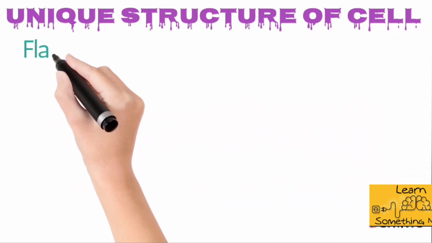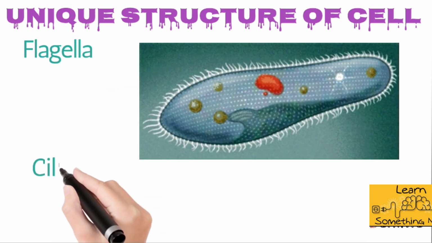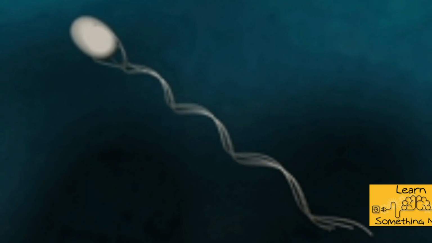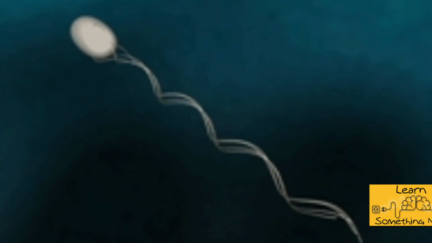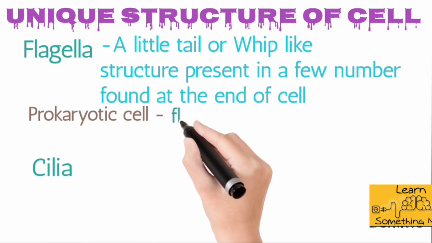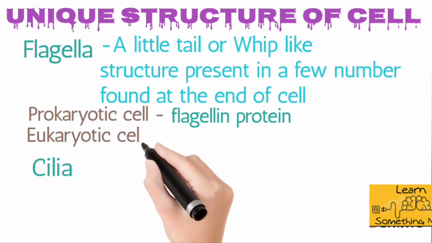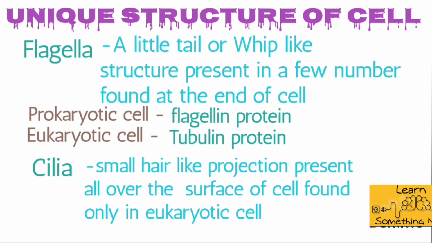One of the unique structures is flagella and the other one is cilia. So flagella are whip-like structures that are present in a few numbers and they are always found at the end of the cell. In prokaryotic cells, flagella are made up of flagellin protein and in eukaryotic cells, flagella are made up of tubulin protein. Cilia, which are another unique structure, are small hair-like projections that are present all over the surface of the cell, and these cilia are found only in eukaryotic cells. The cells that are developed are known as eukaryotic cells.